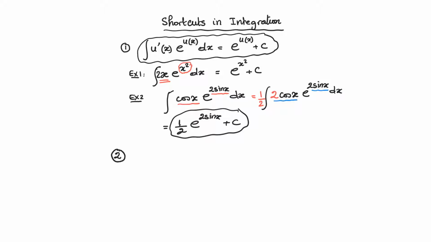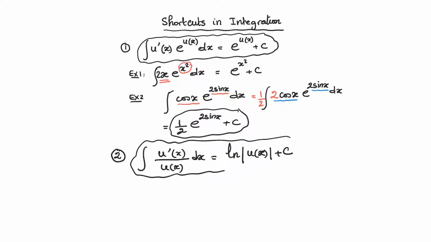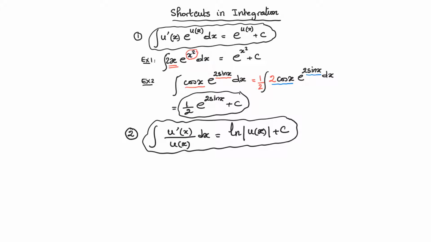The second shortcut is if you have something of the type u dash over u that you want to integrate. Well, in this case, the integral will be ln of the absolute value of u plus a constant. So that's a really useful result that will allow you to evaluate these integrals of the form u dash over u very, very quickly. So, we'll give you an example here.